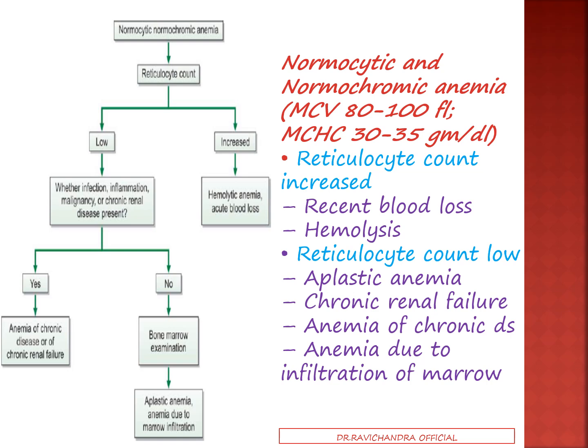In normocytic and normochromic anemia, MCV will be within the range of 80 to 100 femtoliters and MCHC will be in the range of 30 to 35 gram per deciliter. And reticulocyte count, if increased, is mostly because of hemolysis or recent blood loss. And if reticulocyte count is low, it is aplastic anemia or anemia of chronic disease or anemia due to infiltration of the marrow or chronic renal failure.